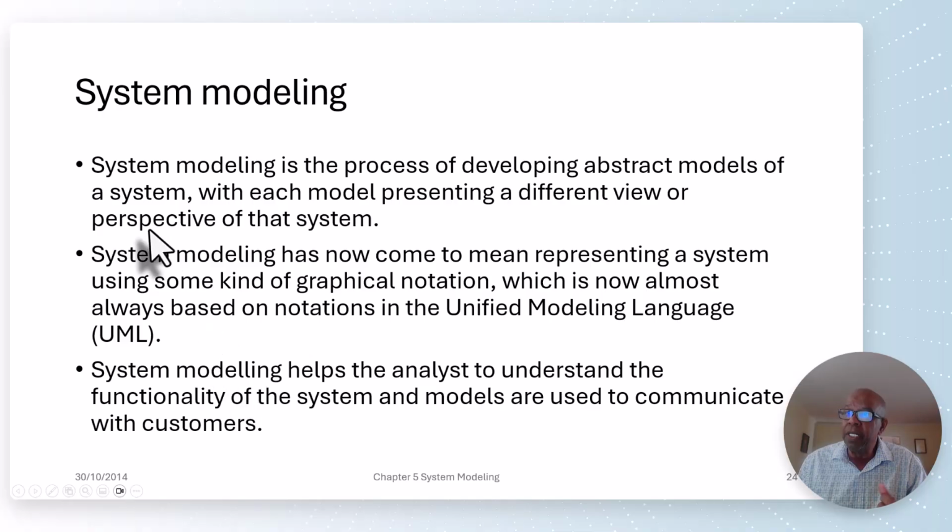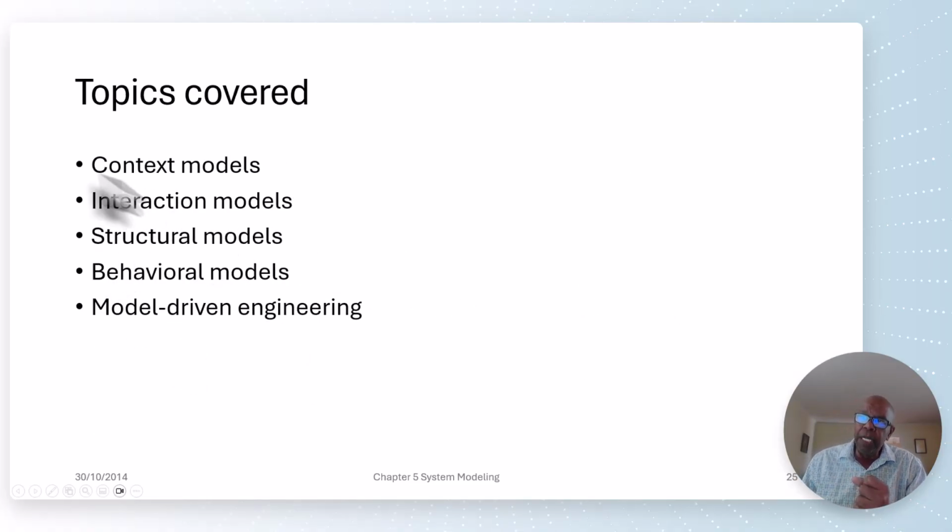System modeling. System modeling is the process of developing abstract models of a system. This is where we're drawing a picture. All the Unified Modeling Language items are there so that you can present to the user, to the stakeholder, hey, this is what we're going to be doing in the system. Here is a picture form, in most cases, of how the system is going to look. That is the modeling part of it. And there's basically 5 types of models. There's context models, interaction models, structure models, behavior models, and model-driven engineering.